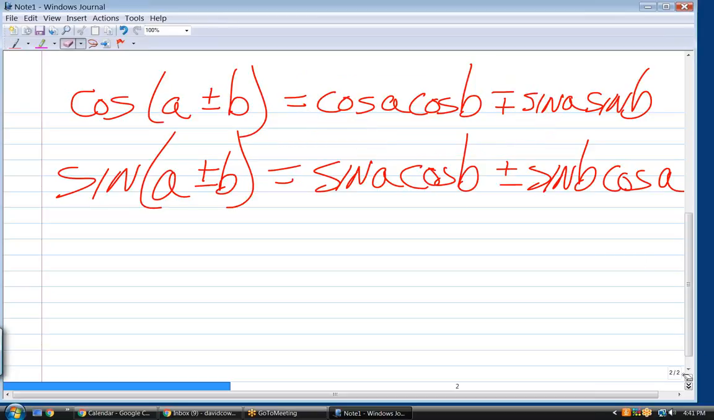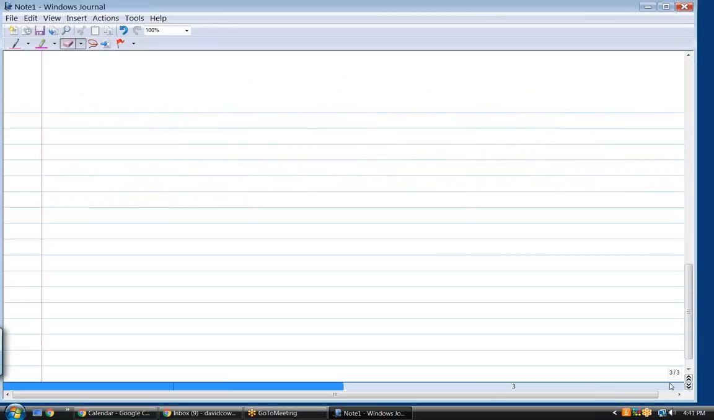Okay, what else you got? Okay. I mainly want to go over the equations, really. Okay. The equations like reciprocal identities, the quotients, Pythagorean identities, double angle identities.